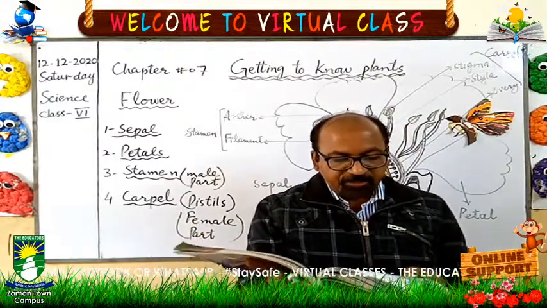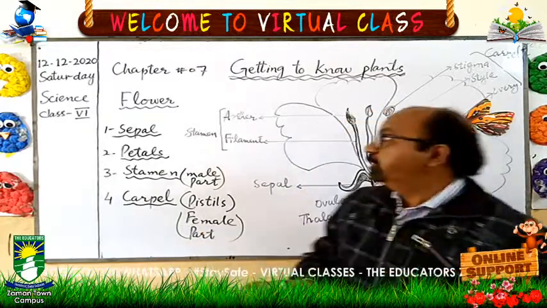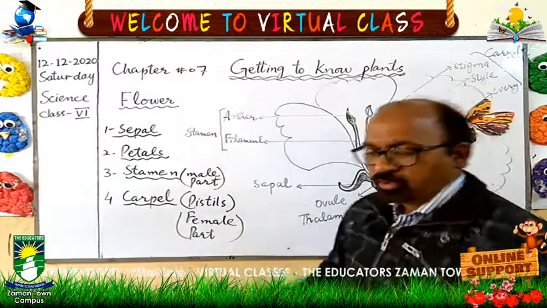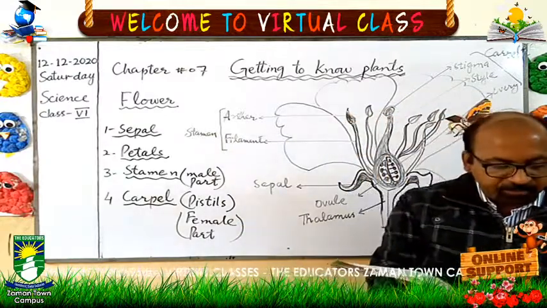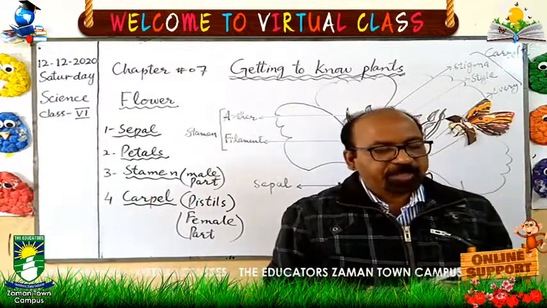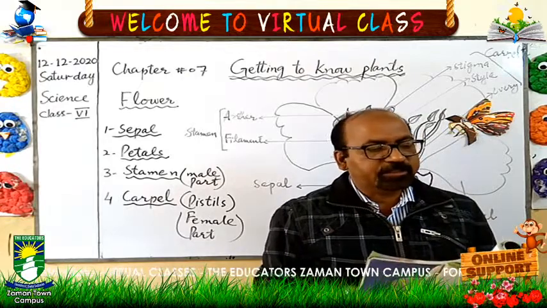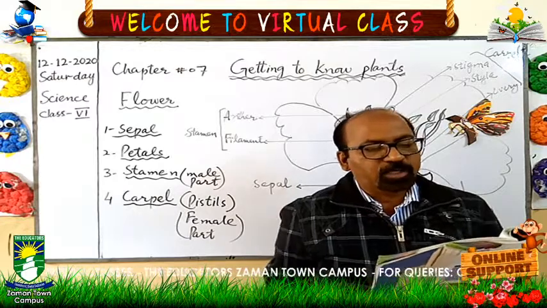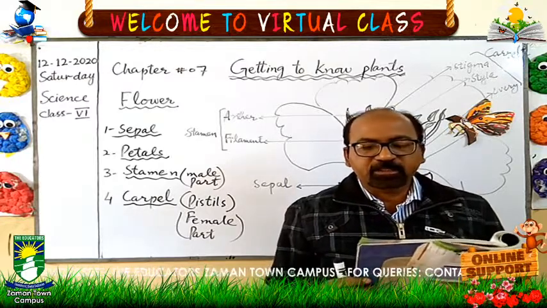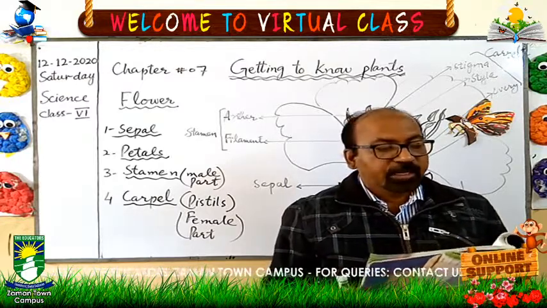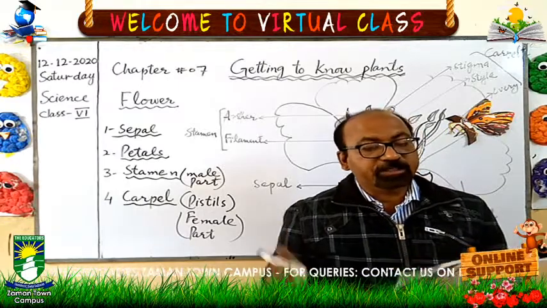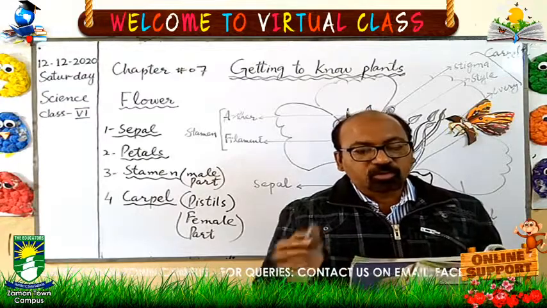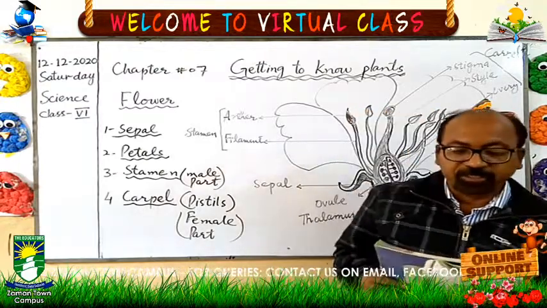Question 7: stamen is the male part of the flower that bears anther and filament. So the answer will be anther and filament. And 8: which of the following functions is performed by root? Absorb water and minerals; plant stands erect in soil; and checks soil erosion. All of these three functions are done by the roots. So all of these will be the answer.